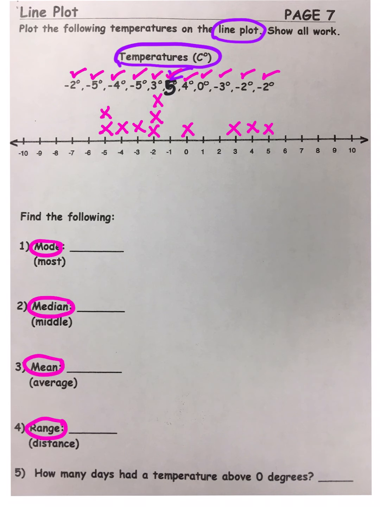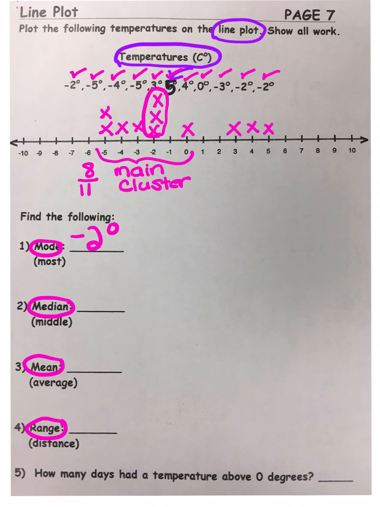We can see that the main cluster of temperatures lies here between -5 and 0. Please label this your main cluster. In fact, we can say 8 out of the 11 temperatures live between -5 and 0. The mode is right here. -2 occurred 3 times. So -2 degrees is your mode.